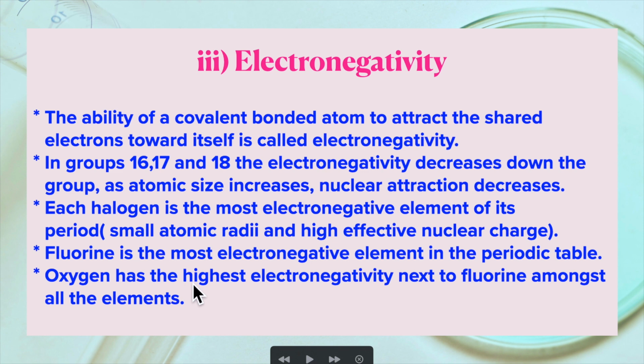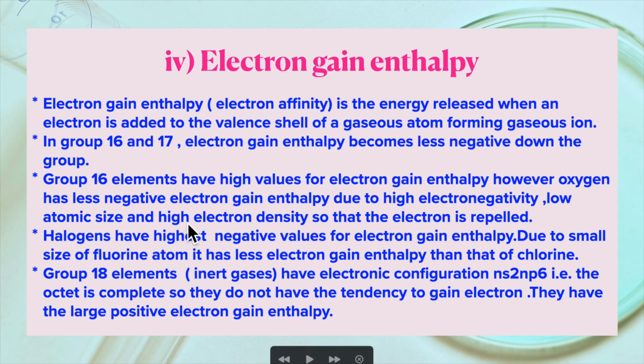Now, the next property is electron gain enthalpy. What is electron gain enthalpy? It is opposite to ionization enthalpy. Electron gain enthalpy is also called electron affinity. Affinity for electron is the energy released when an electron is added to the valence shell of a gaseous atom forming a gaseous ion.